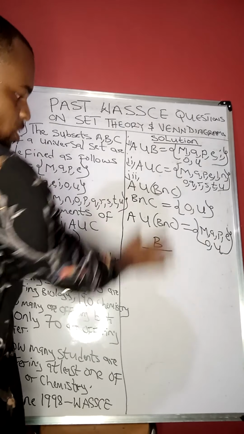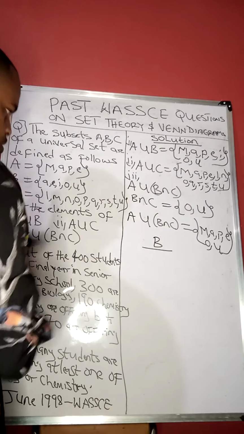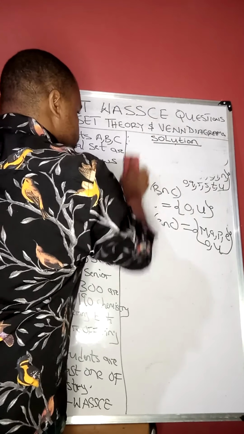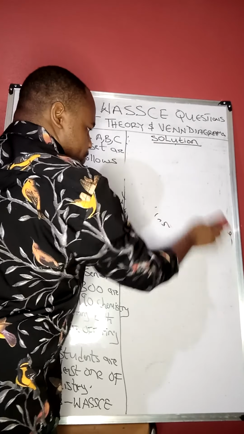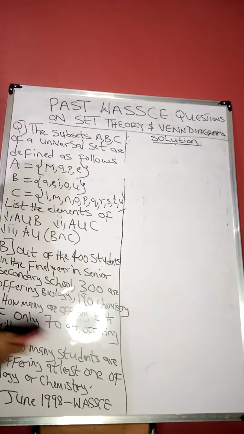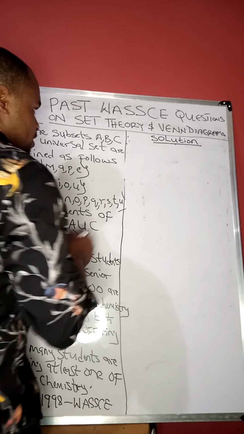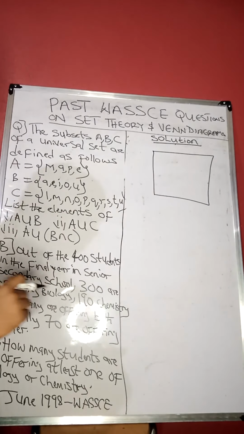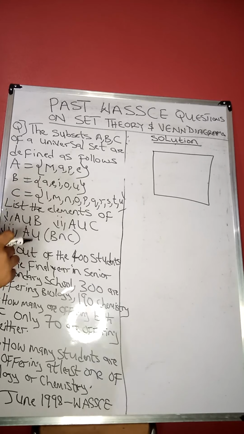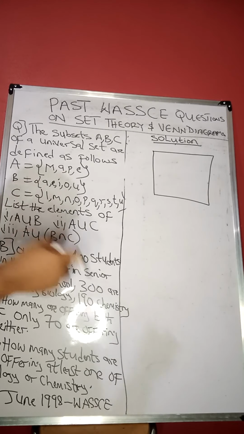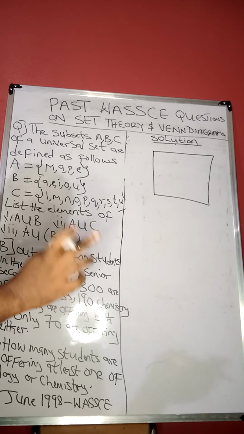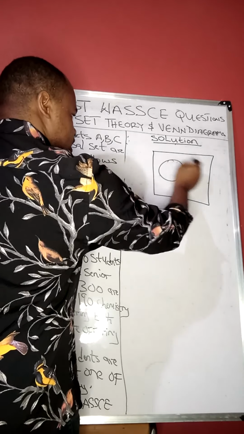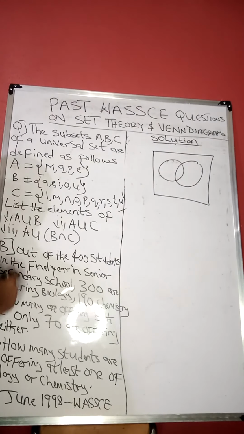All right, I'll just clean here so that we can have the full space to solve that question. We're done with that A part, and then let's come to the B part. Let's draw our Venn diagram. Remember I said our universal set is represented with a rectangle, and your sets are represented in circles. For this question, we have just two sets, and there's an intersection between the two sets.